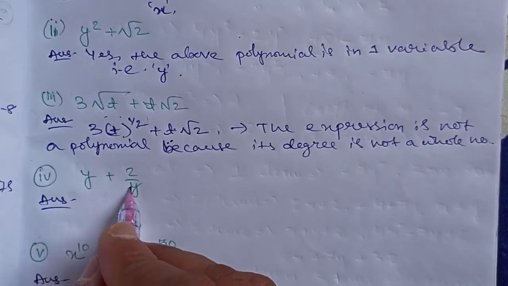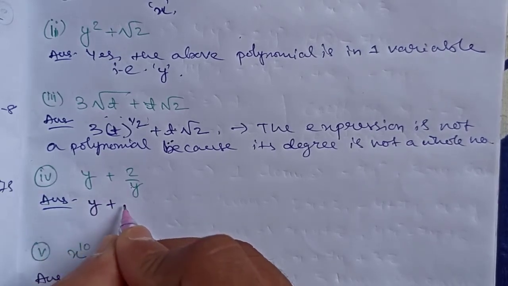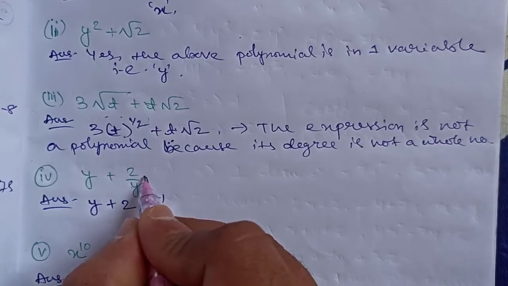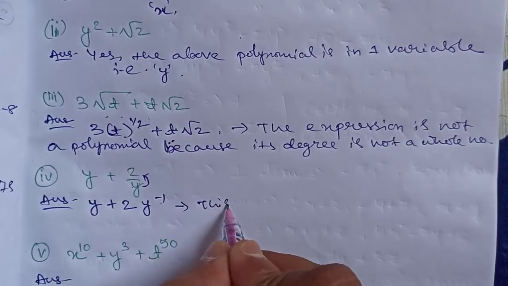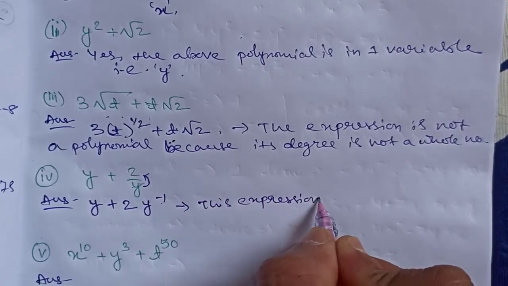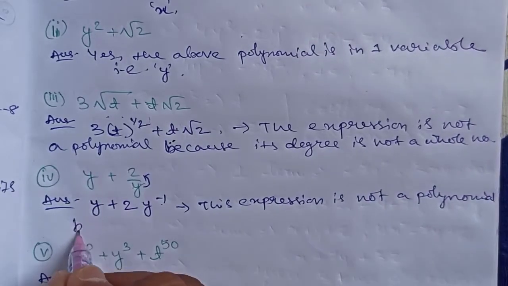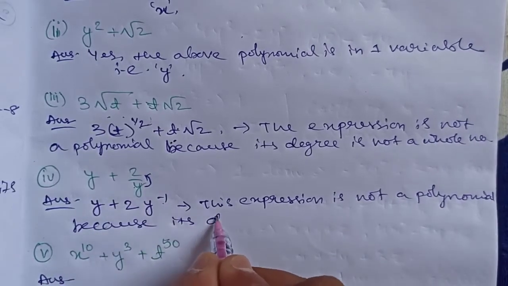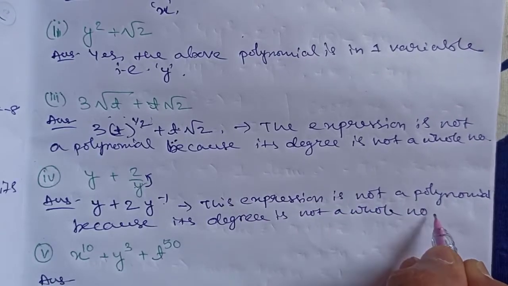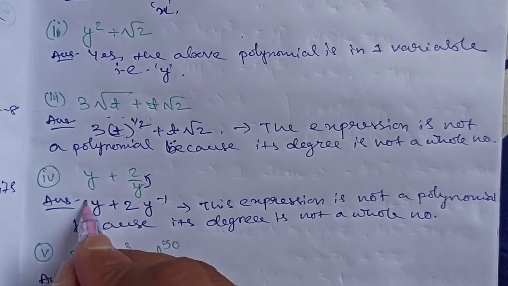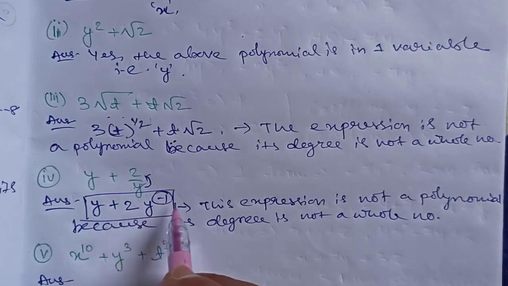In fourth bit it is given y plus 2 by y. Is it a polynomial? This is also not a polynomial. Why? If we arrange it, y plus 2 y to the power minus 1, this will go to the numerator and plus 1 will become minus 1. So this expression is also not a polynomial because its degree is not a whole number, it is an integer. Okay, so this is also not a polynomial.